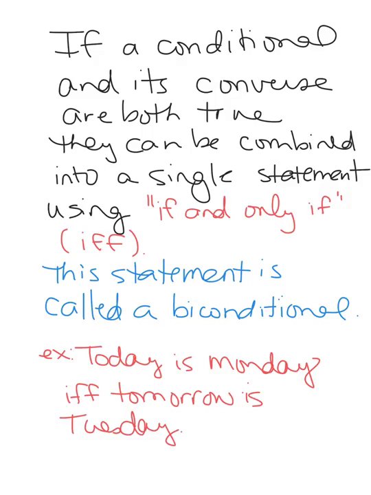If a conditional and its converse are both true, they can be combined into a single statement using the phrase if and only if, which we abbreviate with the letters IFF. This statement is called a biconditional. So for example, in our previous statement, we know that if today is Monday, then tomorrow is Tuesday. We also know that if tomorrow is Tuesday, then today is Monday. So because they're both true statements, I can combine them into a biconditional that says today is Monday if and only if tomorrow is Tuesday.